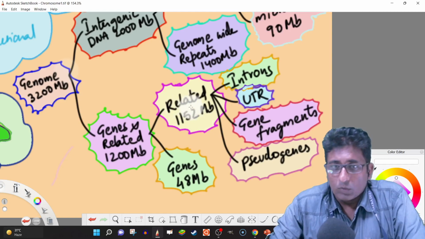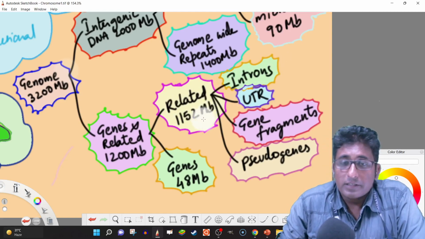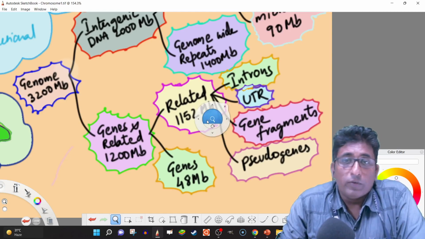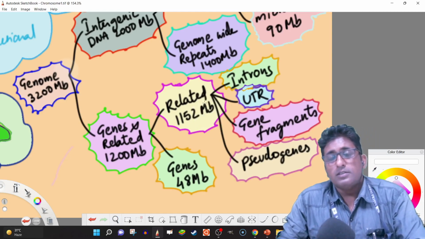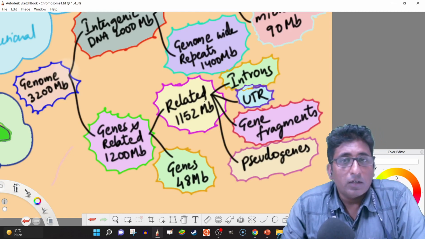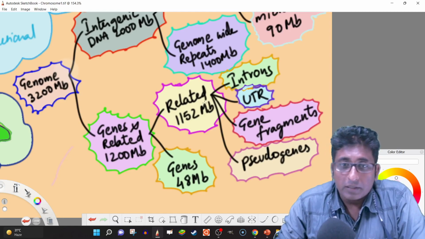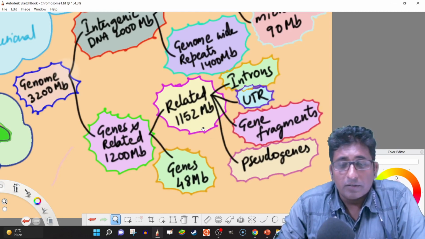The related sequences have introns. Introns are the ones that we already discussed, intervening sequences. They can be very large, and some of the introns actually also have other genes. Some of them encode RNA genes as well that have very important regulatory functions.